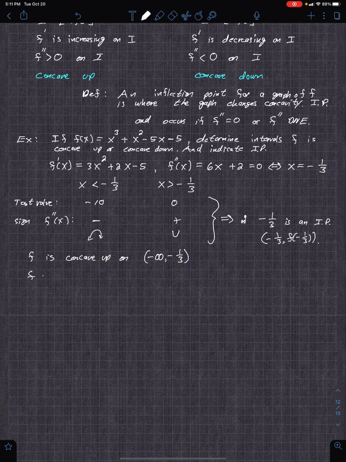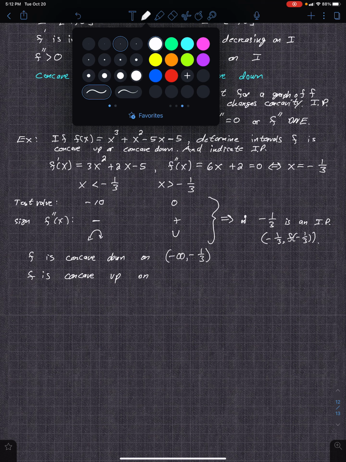And then f is concave... I flipped that around, didn't I? Concave down on that interval. Okay, so less than 0 means concave down. Sorry about that. Okay, so it's concave down because of this, everything to the left of -1/3.